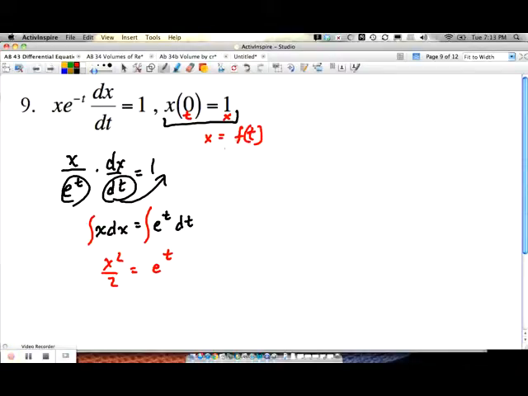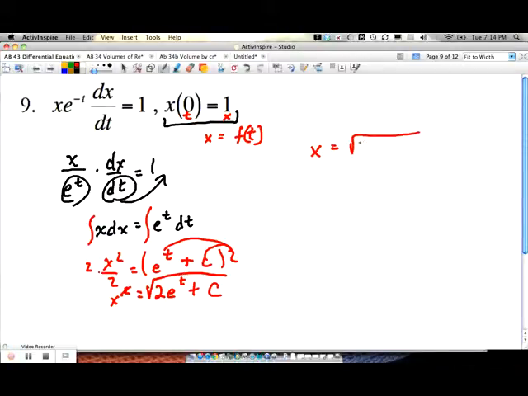That being said, I'm going to put my constant over here with the t and try to work it out. Now again, I need to get this x by itself then. So I need to multiply both sides by 2. That's going to give me x squared equals 2e to the t plus, now 2 times a constant is still just a constant. And then I need to square root that to get rid of this squared. So I have x equals radical 2e to the t plus c.